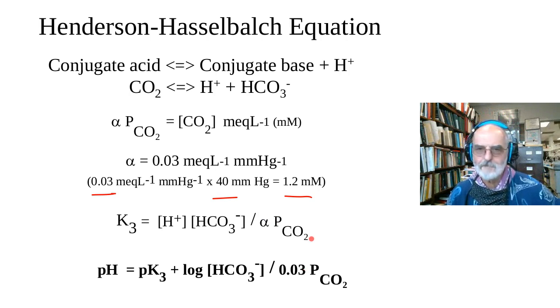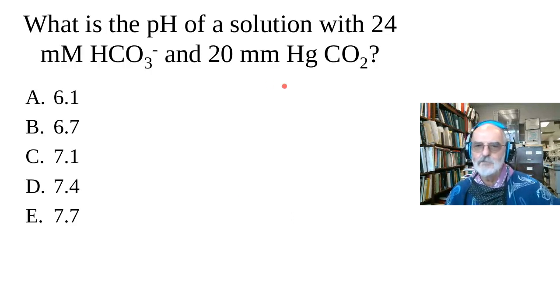When you solve this problem, you're going to use 24 divided by 0.03 times 40. It's still going to be 1.2. This ratio is still going to be 20. This is still going to be pH 7.4. You just need to know to use that 0.03 if I give you millimeters of mercury as part of the problem.